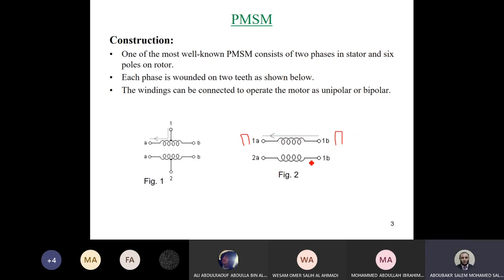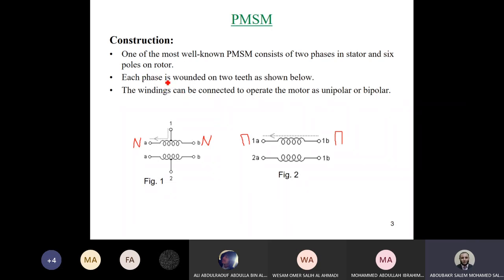For that, we can say this type is bipolar, because at each tooth we can get two different polarities, N or S. However, for the unipolar, all of the time we will have one direction of current, which means the one half will act as an N pole all of the time. It cannot be converted to an S pole, and the same also for the other half. So we have N for 1A or N for 1B. So this is the difference between unipolar and bipolar.